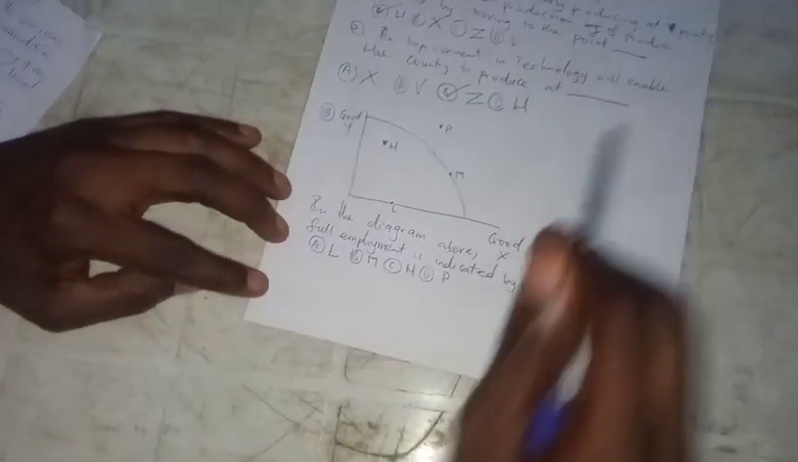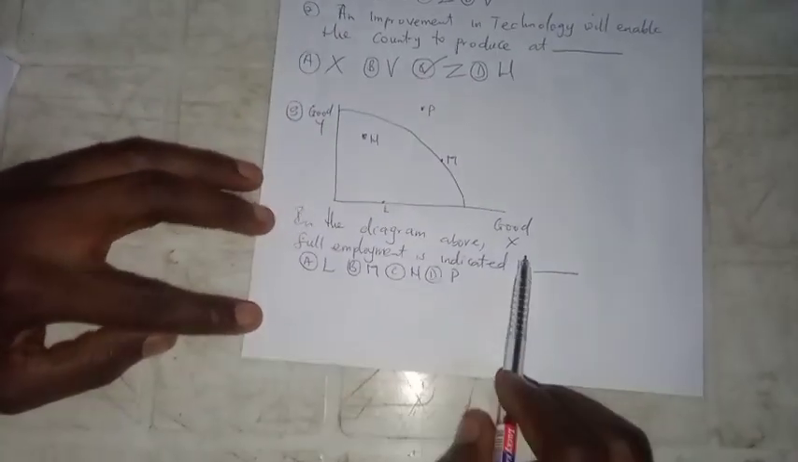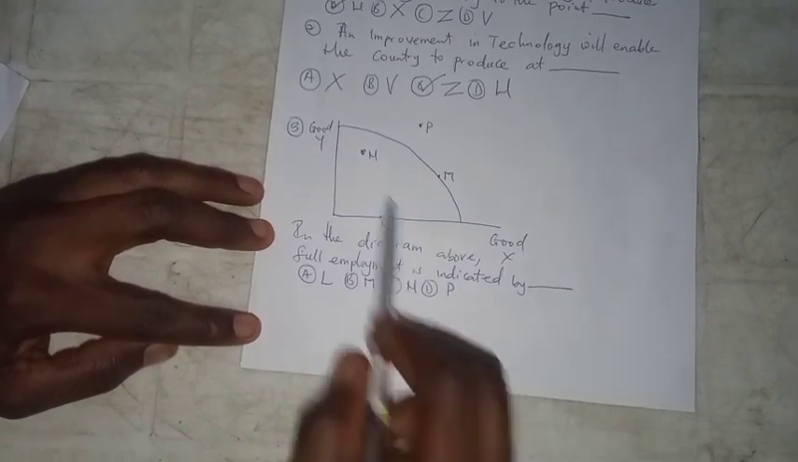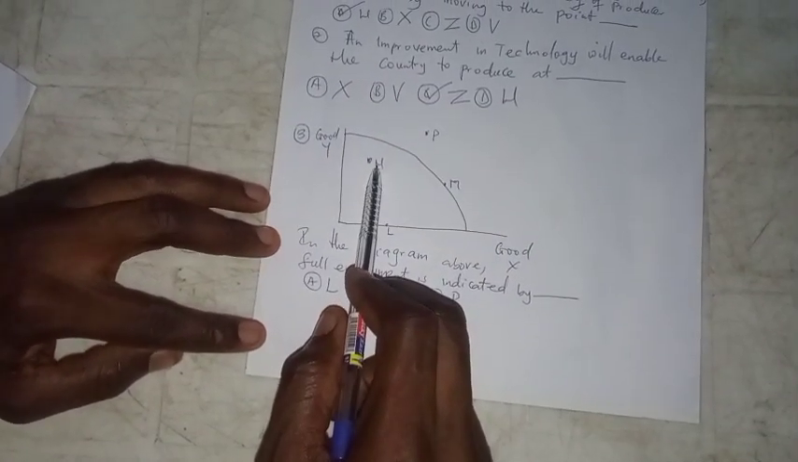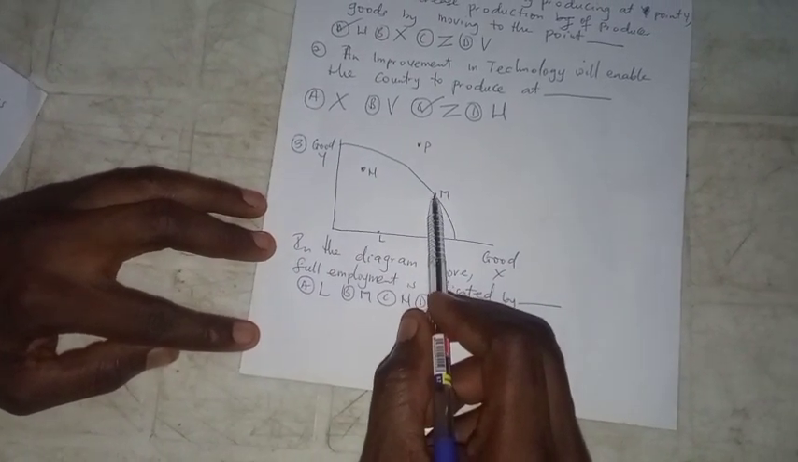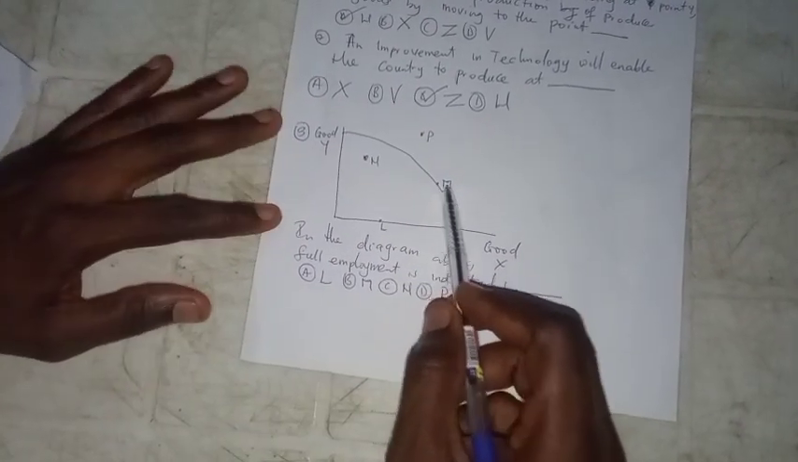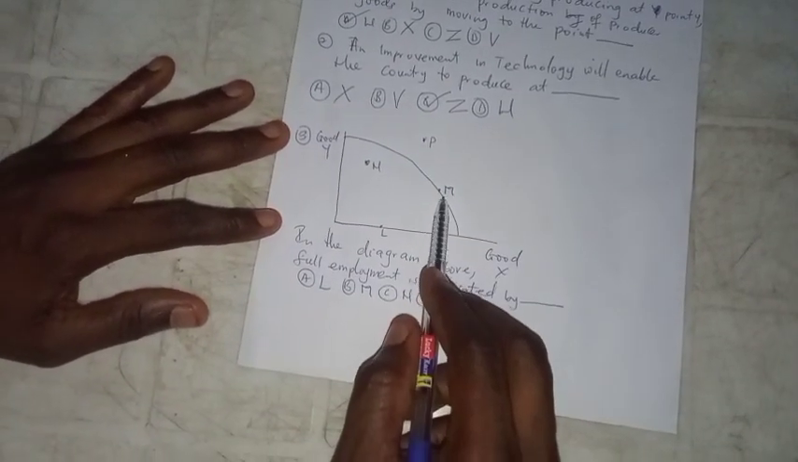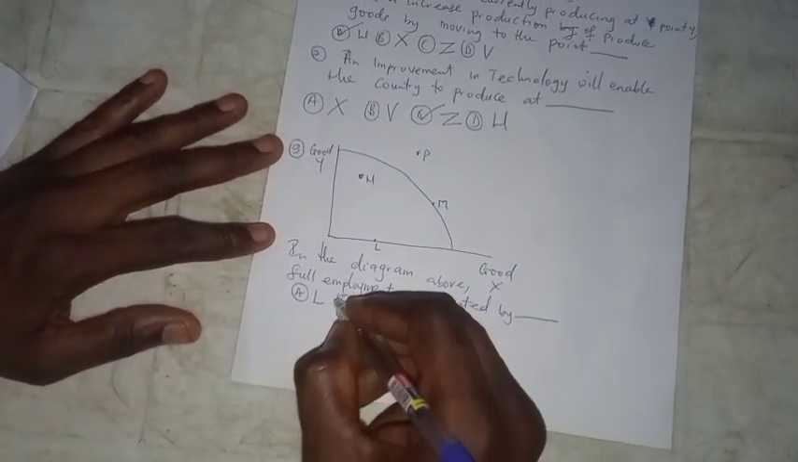So let's look at the third one. In the diagram above, full employment is indicated by dash. Remember, the point inside the curve represents unemployment, but the point on the curve represents full employment, full utilization. So the point on the curve is point M.